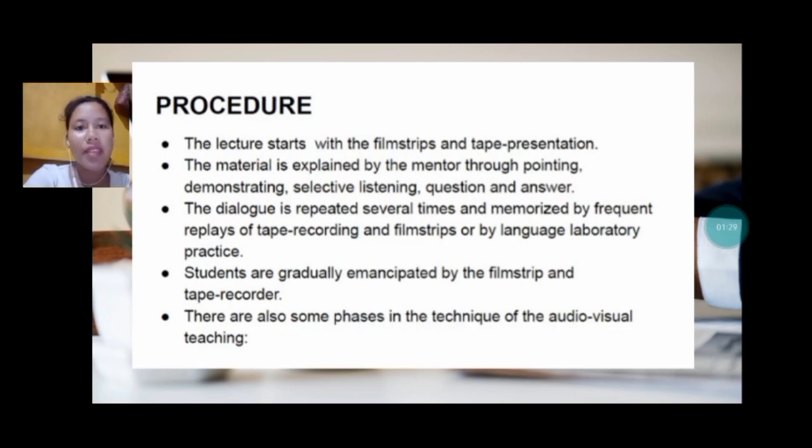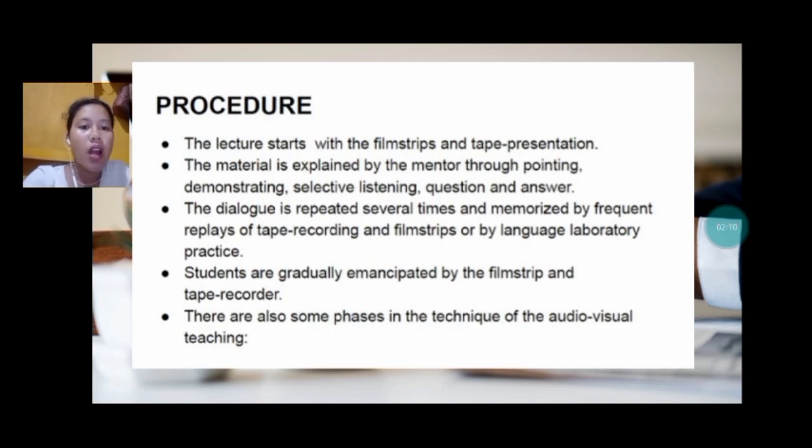The procedure of this method: first, the lecture starts with film strips or tape presentation. Next, the material is explained by a mentor through pointing, demonstrating, selective listening, and question and answer. Next, the dialogue is repeated several times and memorized by frequent replays of tape recording and film strip, or by language laboratory practice.